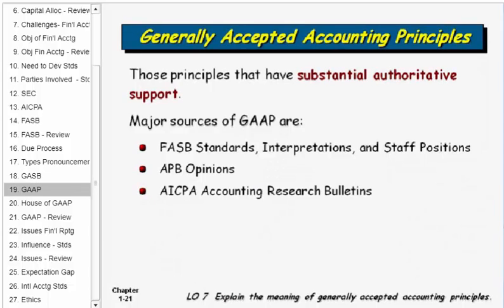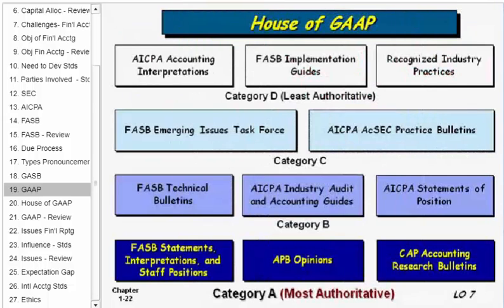Let's talk a bit about generally accepted accounting principles. These principles have substantial authoritative support, and major sources of GAAP come from the FASB standards, interpretations, and the staff positions. Also, the earlier APB opinions are considered GAAP, and also the AICPA accounting research bulletins.